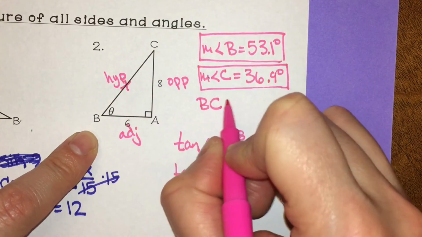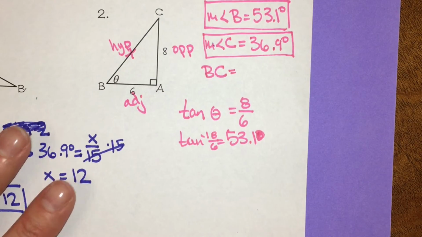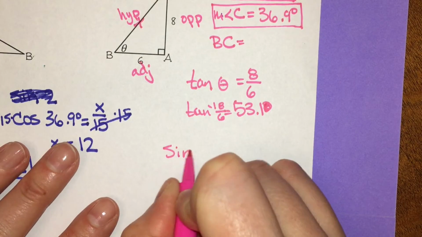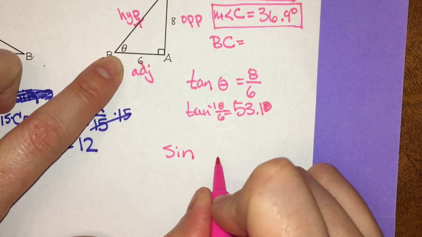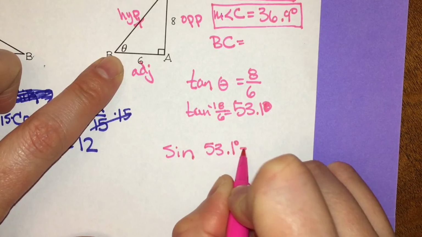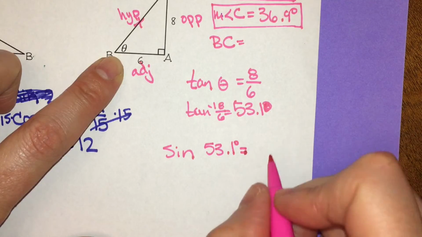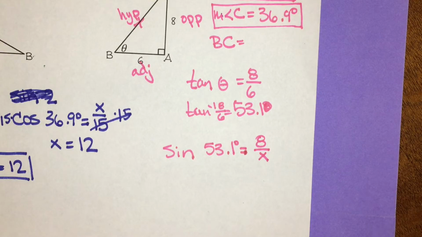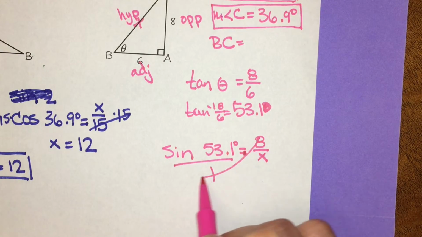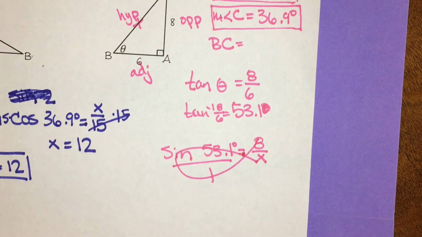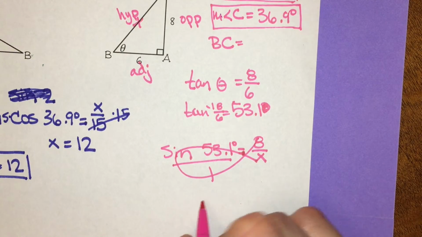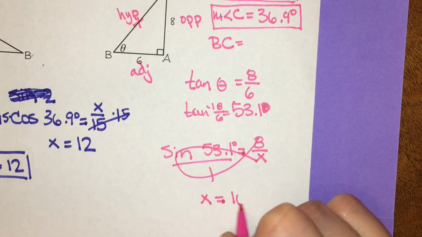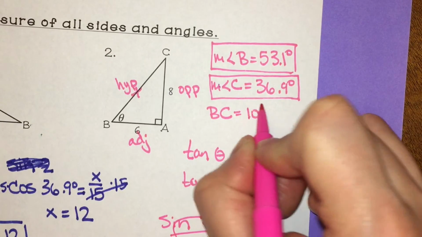All right, last step is to find the side length of BC. Just going to call that x. For this one, I decided to use sine. So sine of my angle theta, which is 53.1 degrees, is equal to 8 over x. I did opposite over hypotenuse. I'm going to put a 1 below this and do fish math. 8 times 1 divided by sine of 53.1 gives me a value of 10. So side length BC is equal to 10.